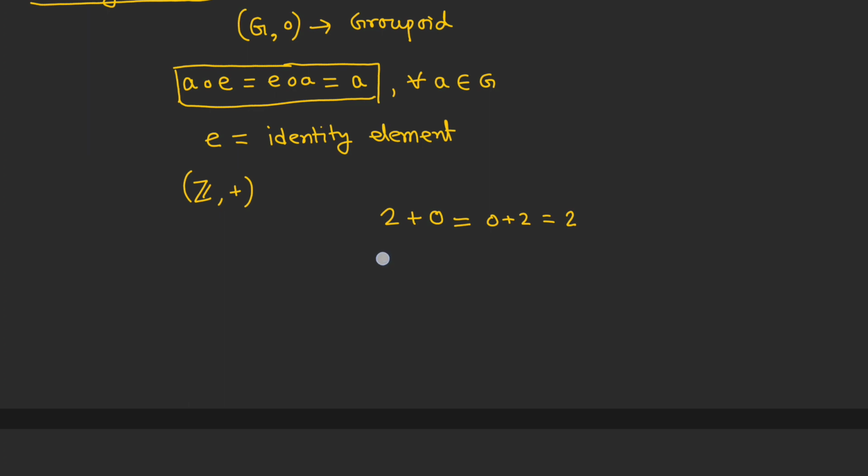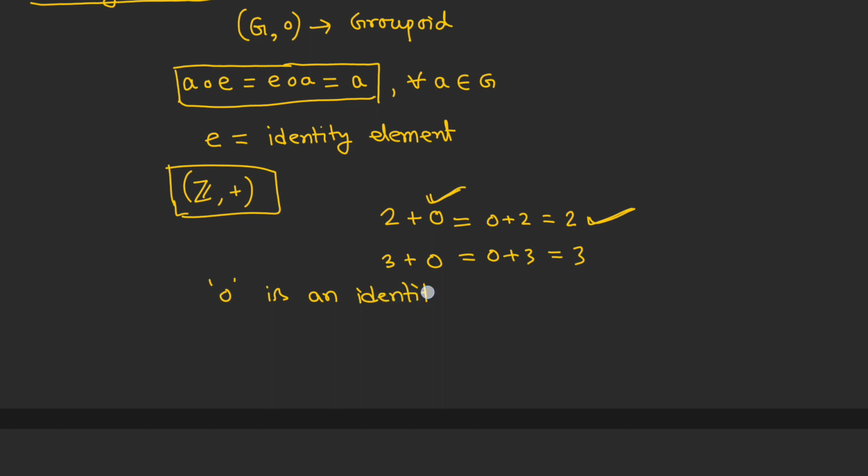Similarly, take any other element, 3. 3 plus 0 equals 0 plus 3 equals 3. That means in Z with addition, where addition is the binary composition, you are getting an element 0. If you add the element 0 to any element from the set Z, you will get the same element. That's why 0 is the identity element of Z addition. Clear?